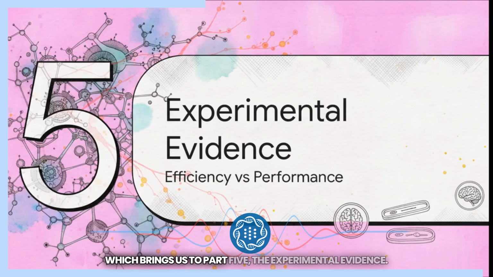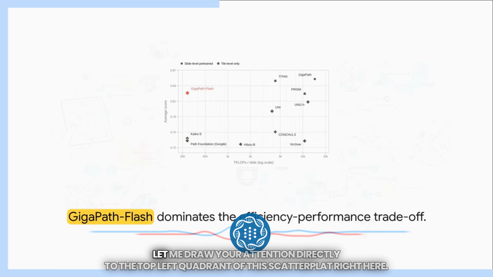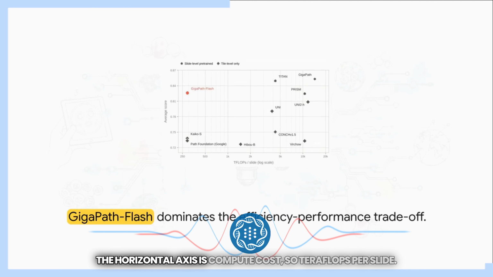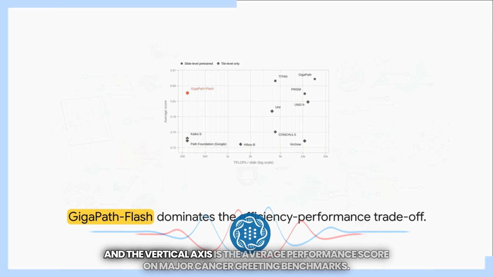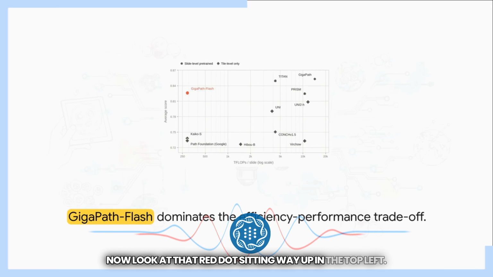Which brings us to part five, the experimental evidence. Because the big question is, did shrinking the model 50 times completely destroy its clinical accuracy? Let me draw your attention directly to the top left quadrant of this scatter plot, right here. The horizontal axis is compute cost, so teraflops per slide, and the vertical axis is the average performance score on major cancer grading benchmarks. Now look at that red dot sitting way up in the top left.